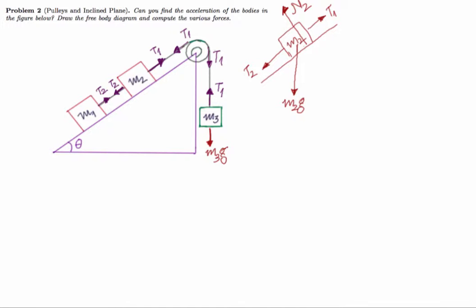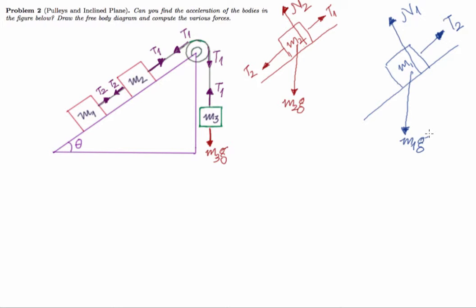Let's see what happens for M1. Exactly the same analysis. M1 is also lying on the inclined plane. The force T2 is acting in the upward direction. It has the normal, call it N1, and the force due to gravity, call it M1g. So these are the free body diagrams for this problem.